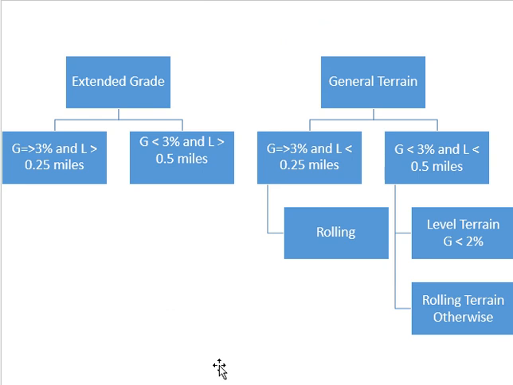3.5 is more than 3, and the length is more than 0.25 miles. So I have an extended grade. I cannot use the level and rolling tables. If I could, it would make my life easier because for level and rolling, upward and downward are the same. But life is not easy.